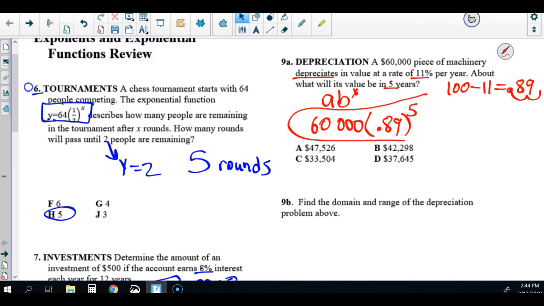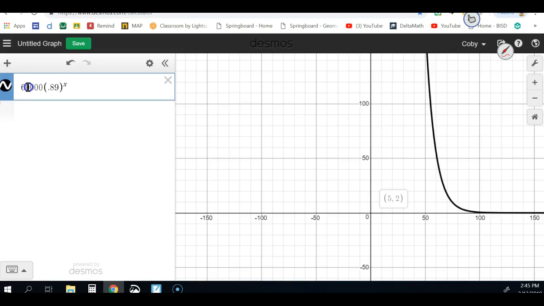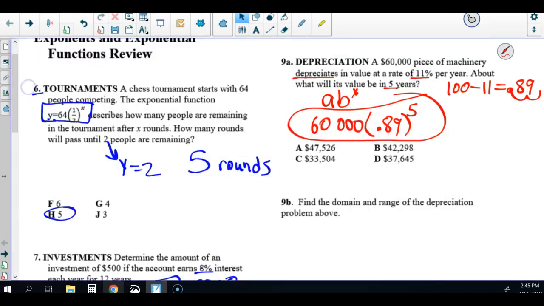So I'm going to type that in Desmos to get the value of this machinery: 60,000 times 0.89 to the power of, not X, to the power of 5. So $33,504. C.